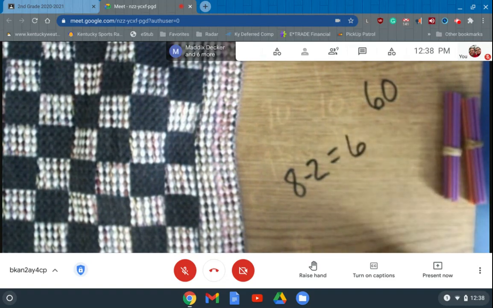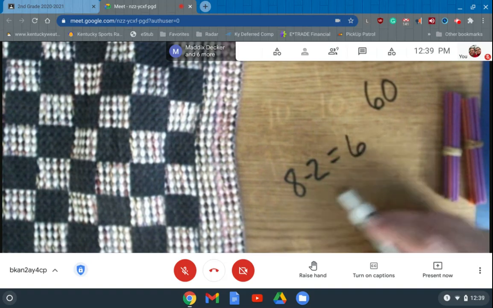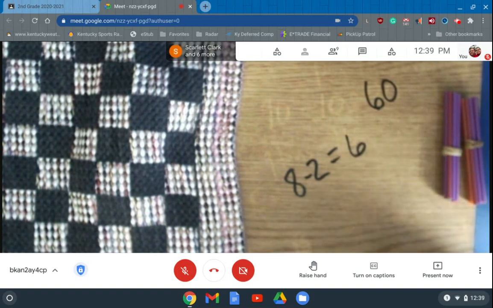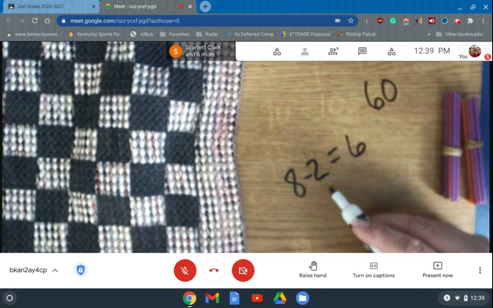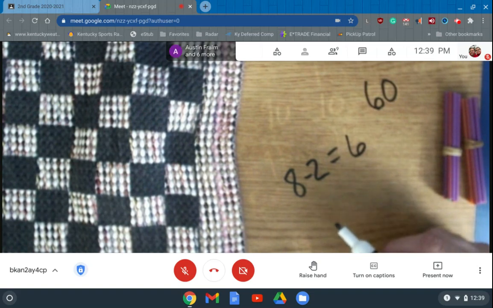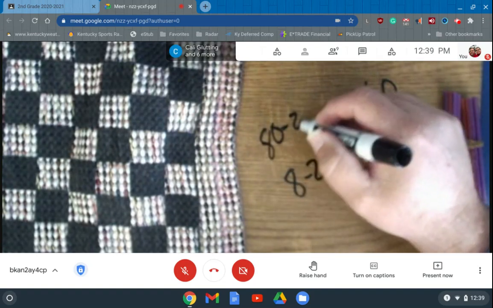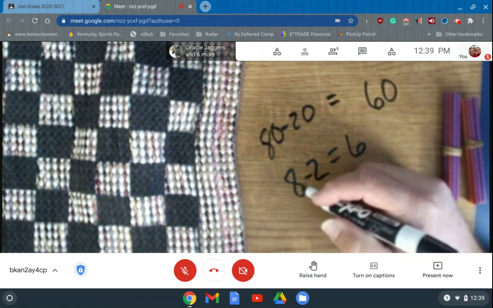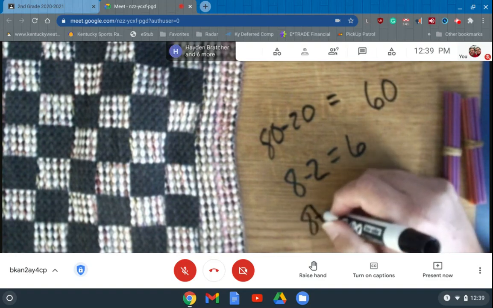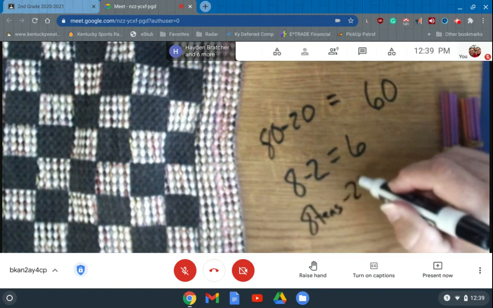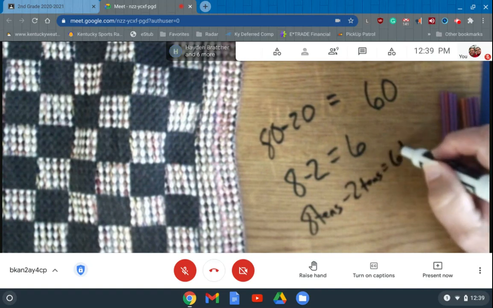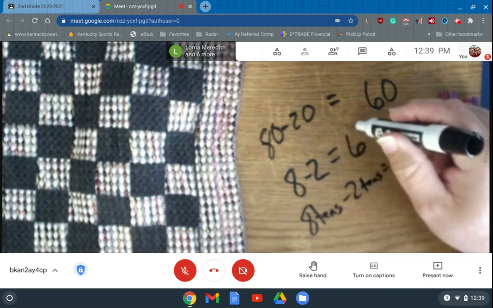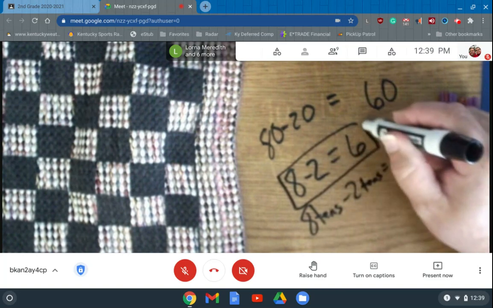So you're saying you used this basic math fact, right? But was it 8 and 2? It really was what? It's 80 and 20. It's 80 and 20 equals this 60. Or we can say 8 tens minus 2 tens equals 6 tens. But either way, we're really using this fact here.